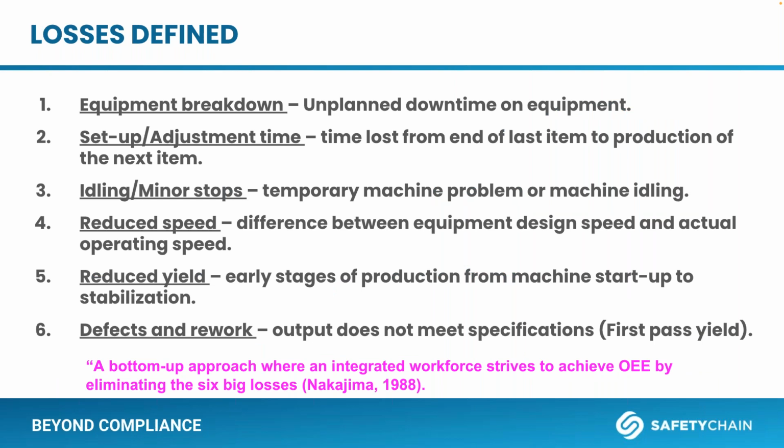Just the losses defined, I talked about them a little bit, but just so you have them for your reference: equipment breakdown, any unplanned downtime on equipment. When I'm working with any organizations, and certainly as a focus in my career when I was operational, it was unplanned downtime on equipment, or unplanned downtime if I'm looking at a cell that's operating. The goal is continuous flow.